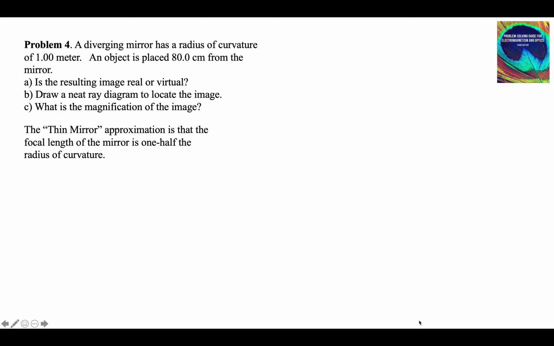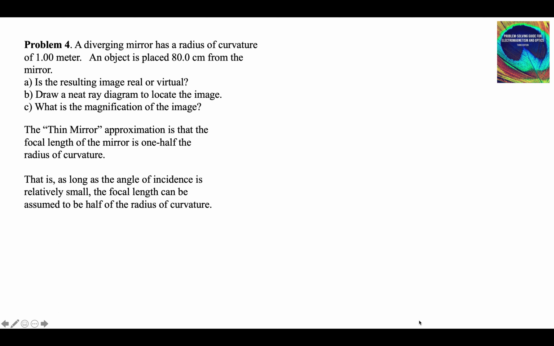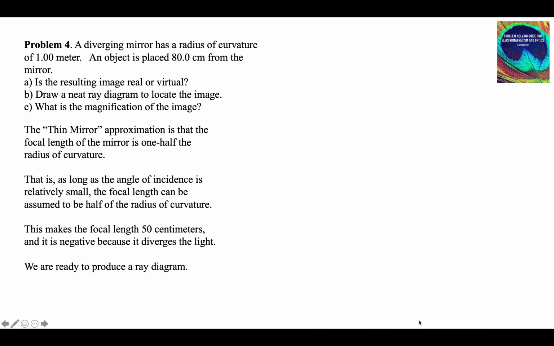The thin mirror approximation is that the focal length of the mirror is 1/2 the radius of curvature. This is true as long as the angle of incidence of the ray is relatively small. This makes the focal length 50 centimeters because the radius of curvature is 1 meter, and the focal length is negative because it diverges light. Now we are ready to produce a ray diagram.